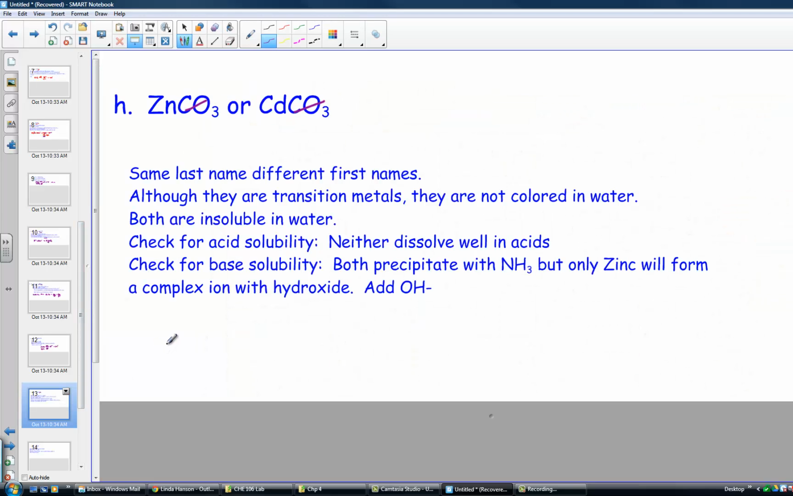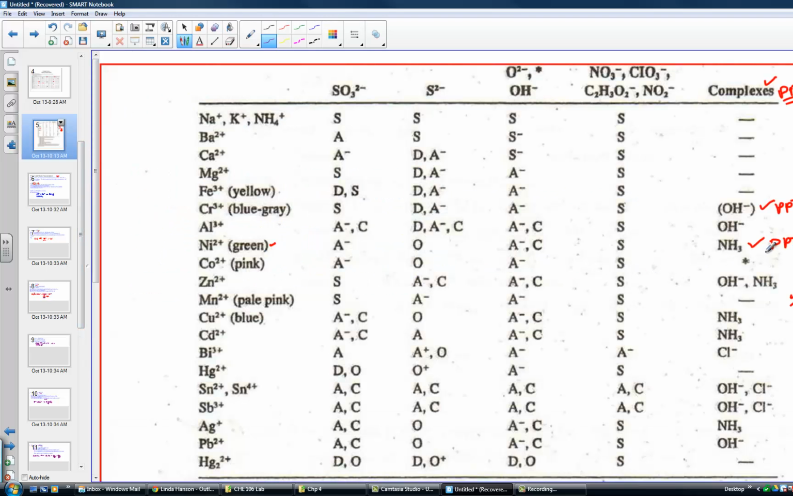And both are insoluble in water. Neither dissolve well in acids, but finally, based upon that checklist, I check water solubility, then I check acid solubility, then finally base solubility. Alrighty. So this is the tool page, finally, that I would default to for checking out zinc versus cadmium carbonate. It's this tool way to the right. Notice that zinc, OH negative and NH3 is what's listed here. And versus the magnesium, cadmium.